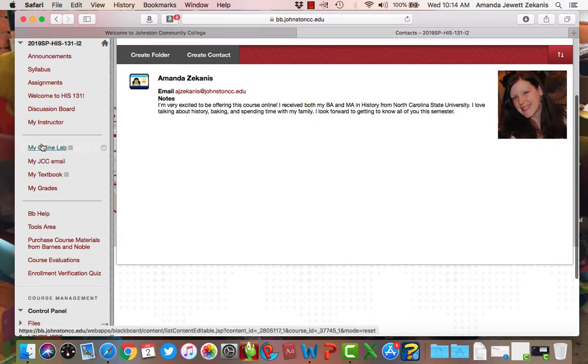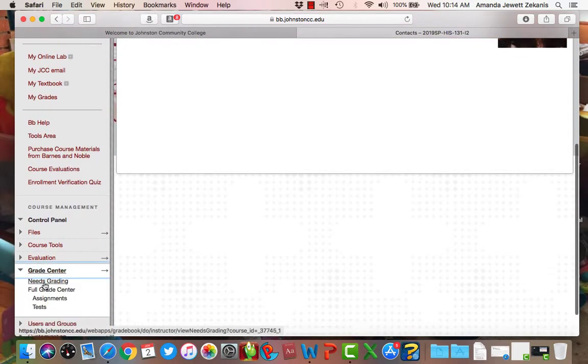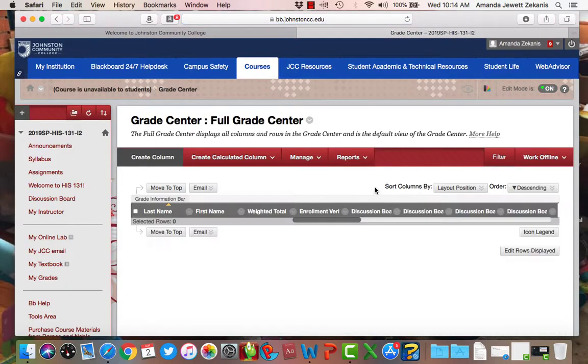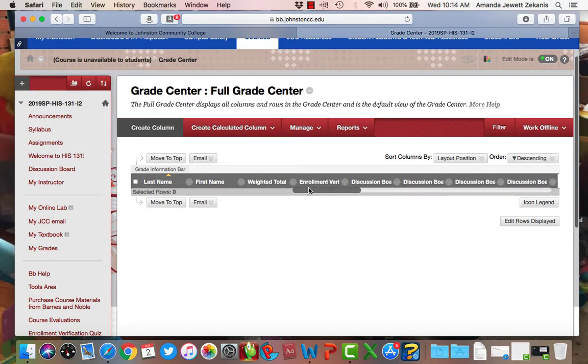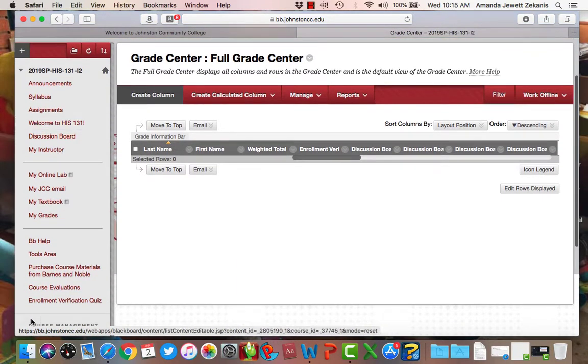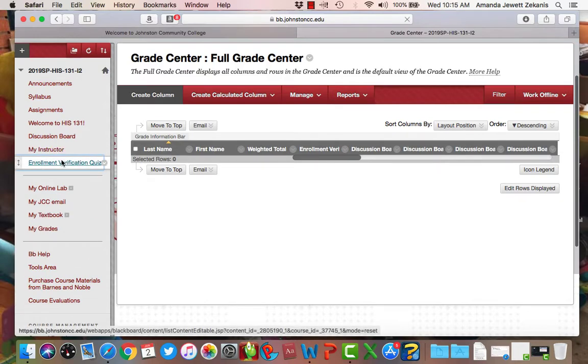We're not really going to use any of those. The grades tab, your feedback will be in there. Your grades will be in there, obviously. Grade center. You've got all your stuff in there, including your weighted total. That's where you're going to want to look for your grade and your percentage, like 98%, 85%, that's where your grade will be.